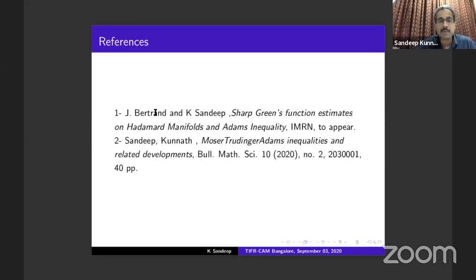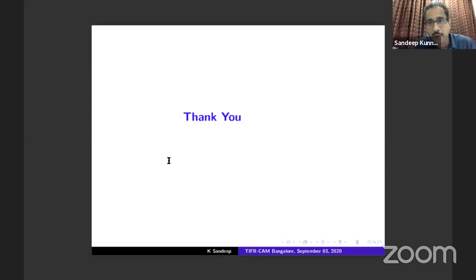And the reference: whatever result I talk about, the details can be found here. It's a paper, as I mentioned, with Jerome Bertrand, on sharp Green's function estimates on Hadamard manifolds and Adams inequality. It's in IMRN, to appear. And if you need more details about this Adams inequality, I have written an expository article, a little bit of a survey on this topic, which recently appeared. It contains all the references for whatever I have talked about, so you can see these expository articles. Okay, with this, I will stop here, and thank you for your attention.